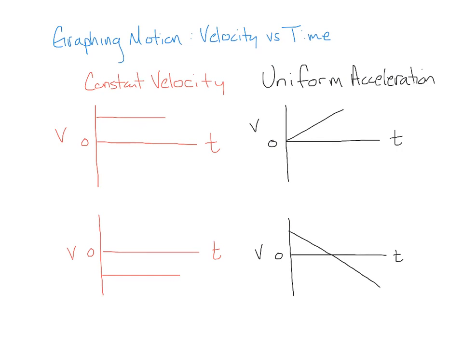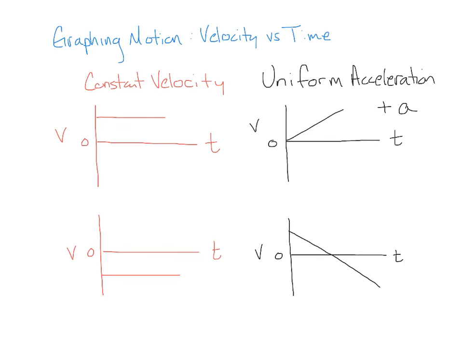Alright, so here we have two possible velocity versus time graphs for uniform acceleration. On the top graph, we can see that our initial velocity is 0. It's starting from rest. And then from there, our velocity becomes more and more positive as time moves on. So in this case, the slope of our graph is our acceleration. So this first graph represents motion with positive acceleration. We also know that it's speeding up because our velocity is becoming more and more positive.